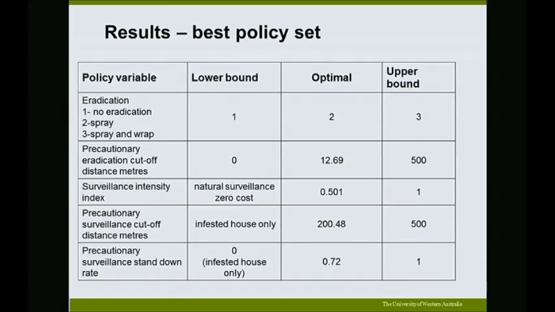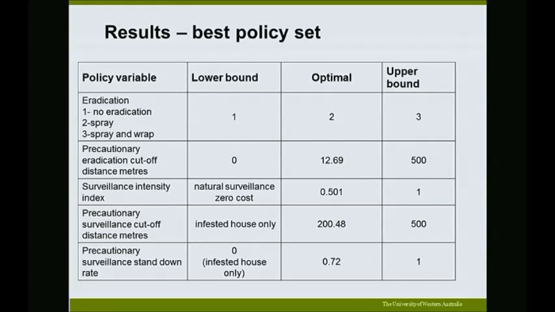And then we also had this precautionary surveillance stand-down rate. So what WA did is they started off with very intensive surveillance. They were visiting every week, and then as the number of negative observations started to build up, they were going back, finding nothing, going back, finding nothing, then they gradually started to make that less frequent. I think they went to monthly surveillance. So that's why we have this stand-down rate.